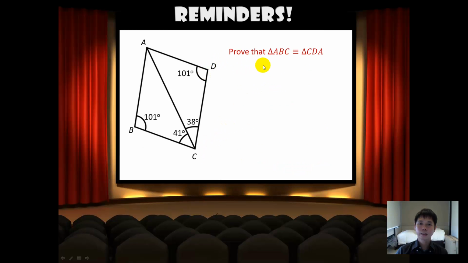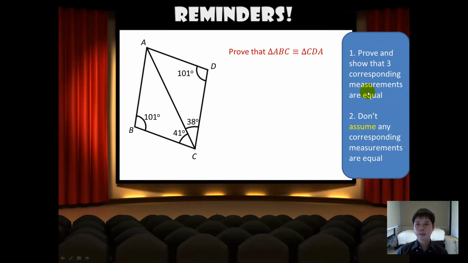We shall now look at another example to prove that these 2 triangles are congruent. Just a reminder, do not assume any corresponding measurements are equal. First, we notice that not all the angles here are the same. So why don't we start by first finding this angle here and this angle here. Well, angle BAC equals 180 minus 101 minus 41 degrees, which is equal to 38 degrees. And hence we notice that this angle here and this angle here are the same.